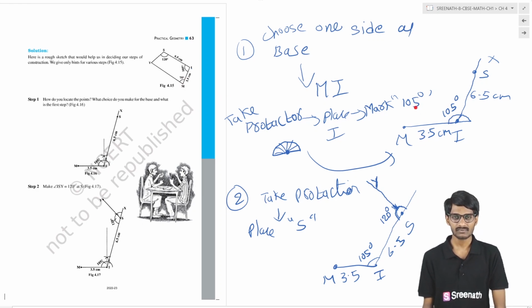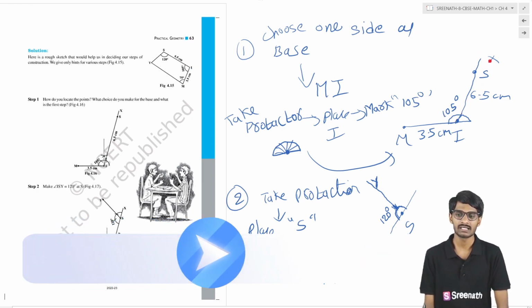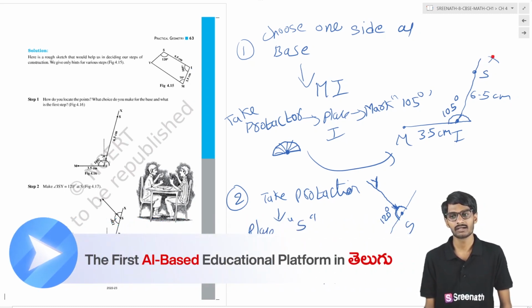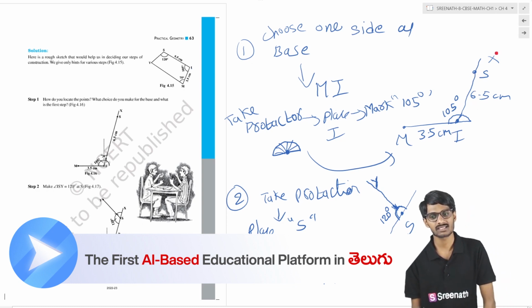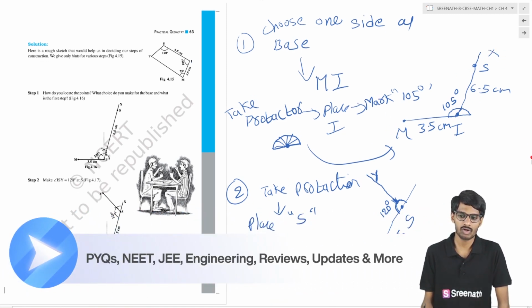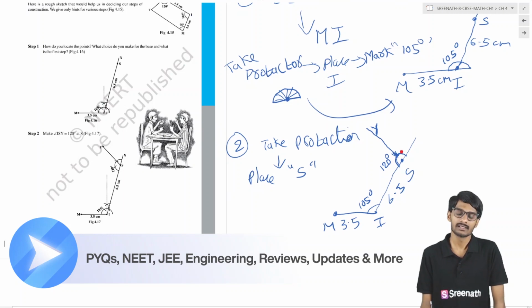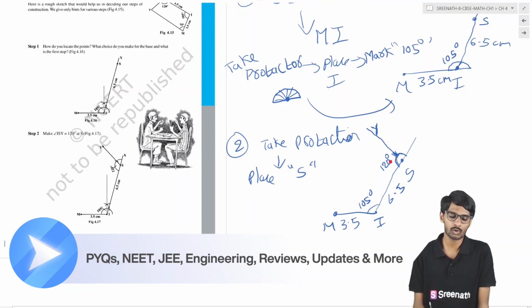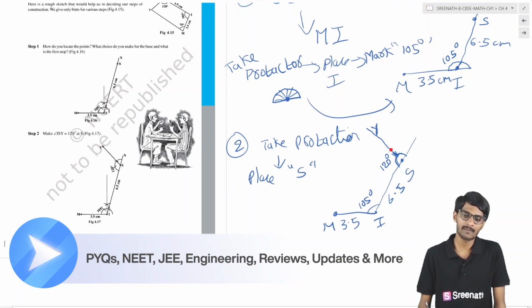And then you have taken a protractor at I, and you have marked 105 degrees at I, and you have drawn a line segment or ray like that, X. After that, you know the distance from I to S. So from 6.5 centimeters you have marked S on this line segment. In the next step, you have again moved to the point S, taken the protractor, and marked 120 degrees like that.